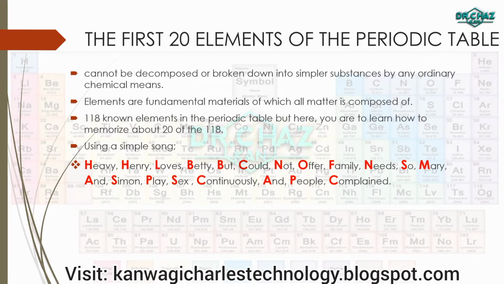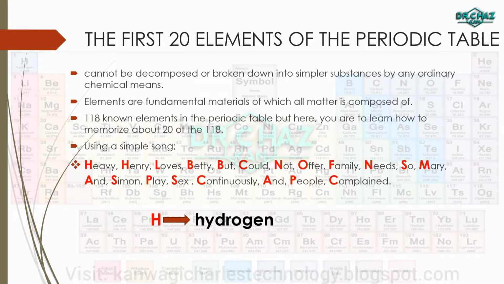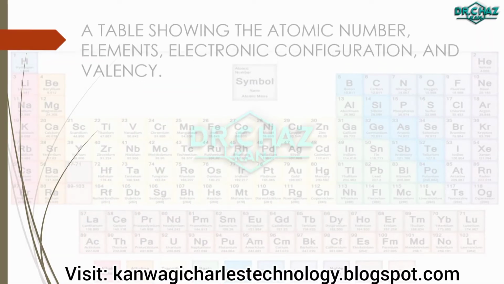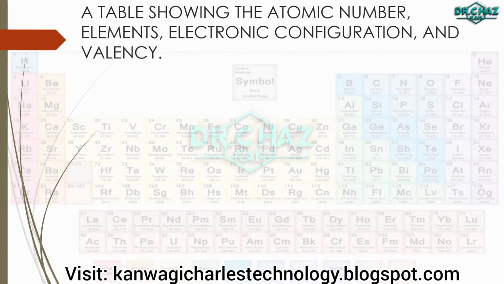So each first letter of the words shows an element, and those letters are highlighted red, as you can see. Like the first H, it represents hydrogen. Okay, so you choose the first letter from each word. Heavy, you choose H. Henry, you choose H. Loves, you choose L. Betty, you choose B. B will represent an element, as we are going to see here, a table showing the atomic number of elements, electronic configuration, and the valency.